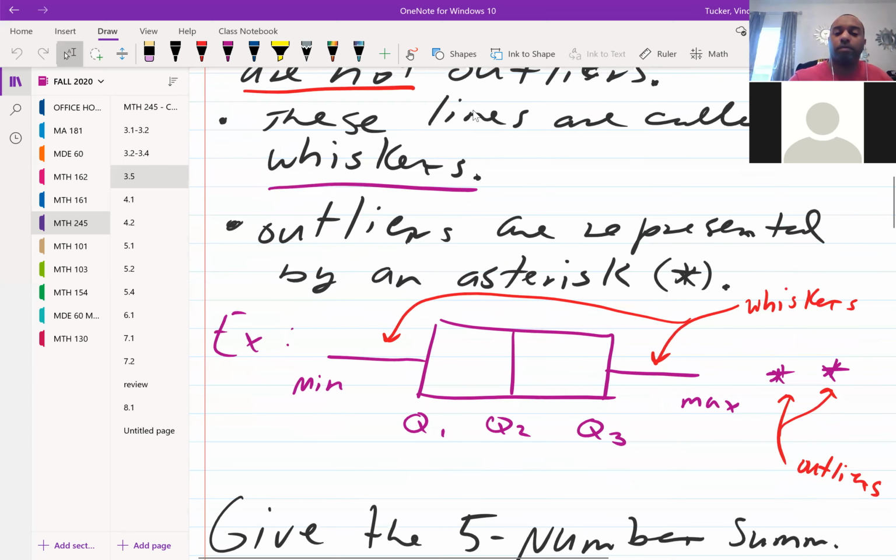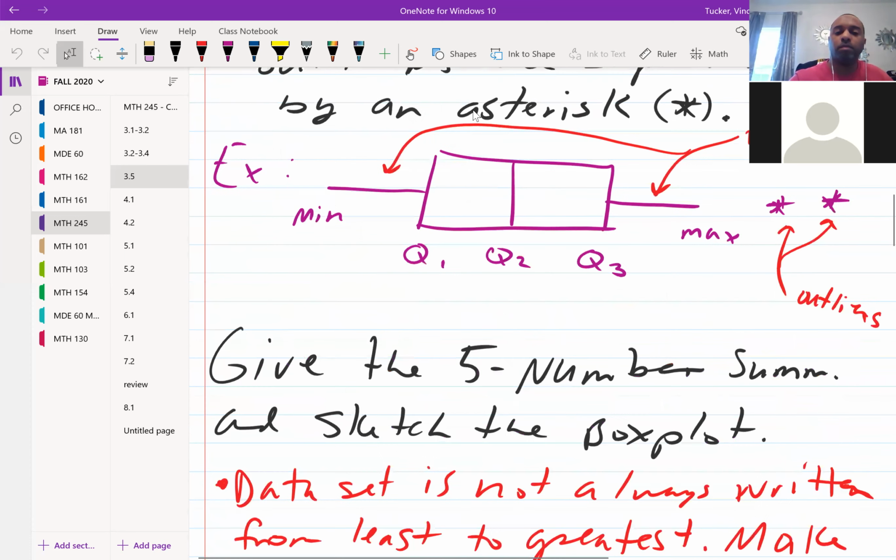All right. So the directions could just be give the 5-number summary and then sketch a box plot. So just a reminder, data set is not always written from least to greatest. And make sure you do this before you start to do your calculations.